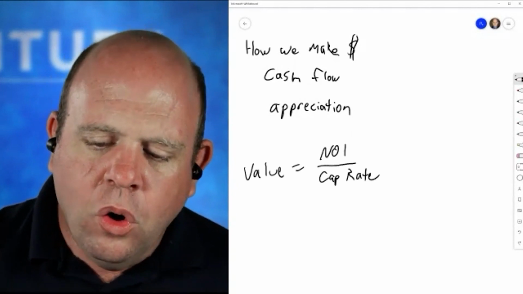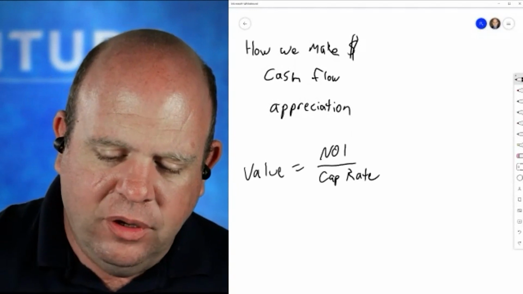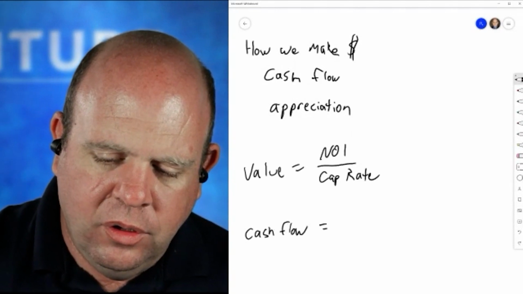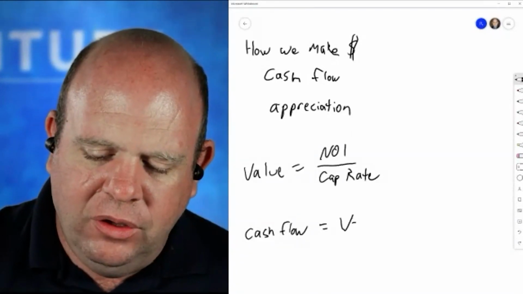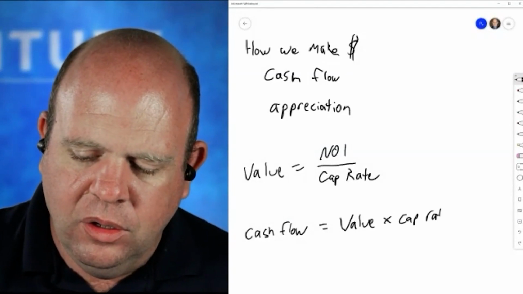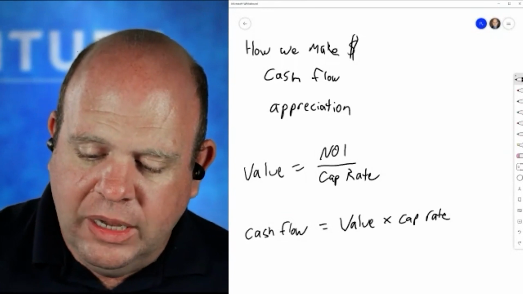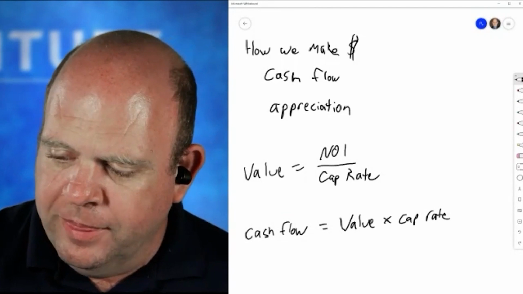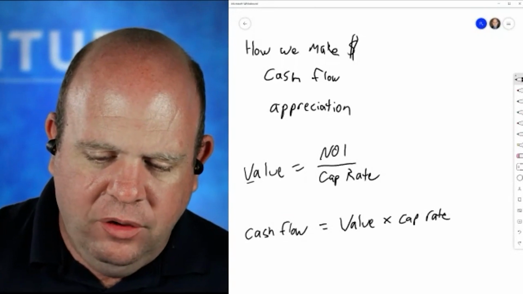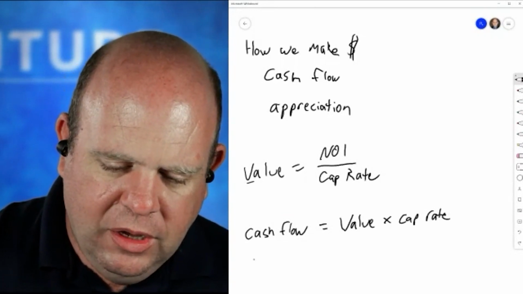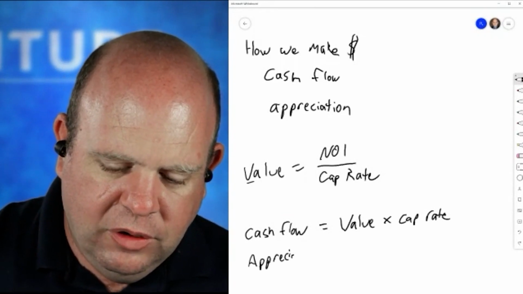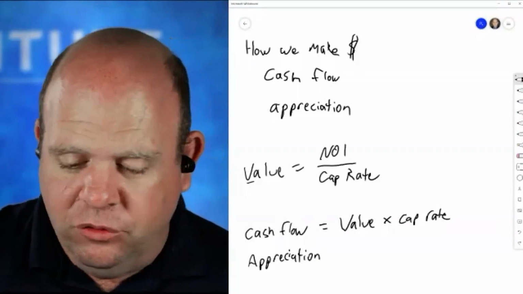Or we could really look at it as our cash flow equals our value times our cap rate. Or we could look at it as, if appreciation is, you're going to have to bear with me on this one. I didn't draw this one out, so we're going live.